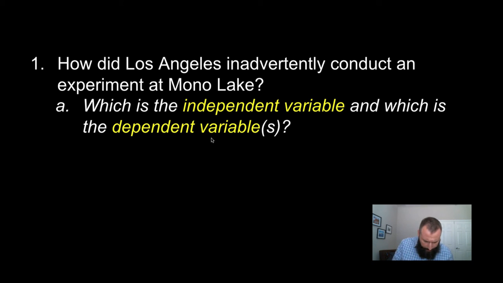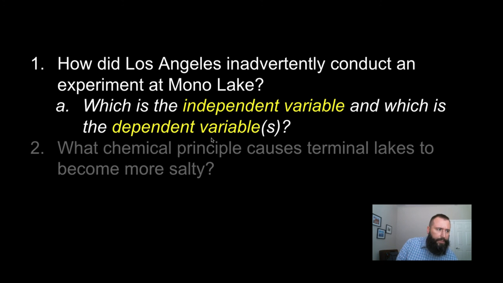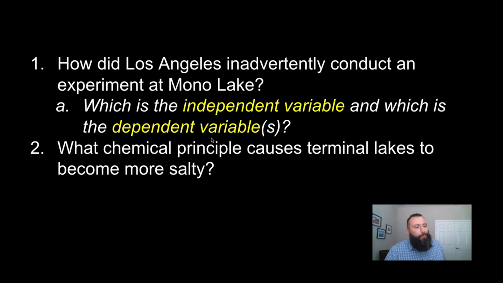What else did I write? I said the salinity levels, the pH levels, the water levels. All of these could work, absolutely. Second question, which chemical property causes terminal lakes to become more salty? Evaporation, right? The water evaporates away, leaving behind that solid, that salt, well, dissolved salt.